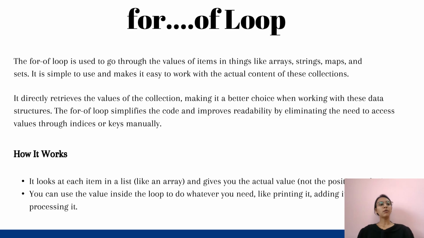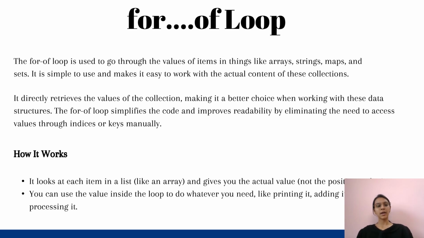For of loop. The for of loop is used to go through the values of items in things like arrays, strings, maps, and sets. It is simple to use and makes it easy to work with the actual content of these collections. It directly retrieves the value of the collection, making it a better choice when working with these data structures. The for of loop simplifies the code and improves readability by eliminating the need to access values through indices or keys manually.